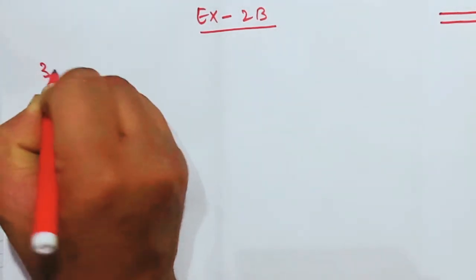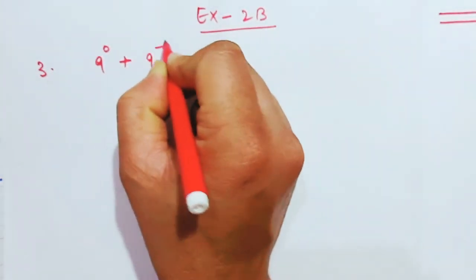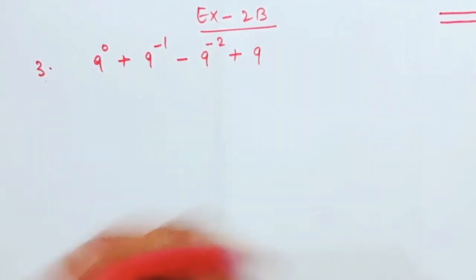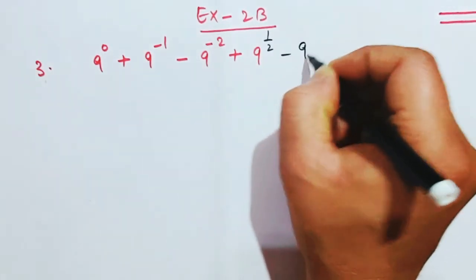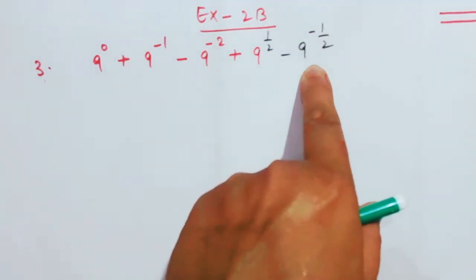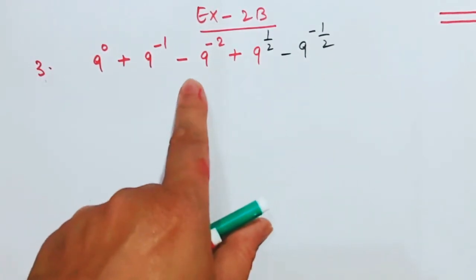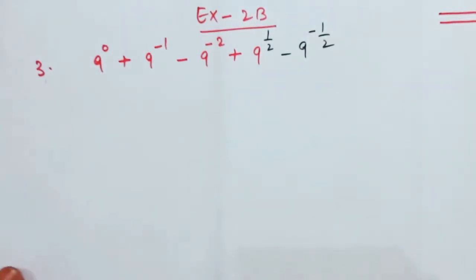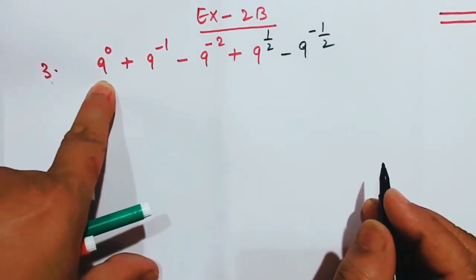Let's move to number 3, where we have 9 to the power 0 plus 9 to the power minus 1 minus 9 to the power minus 2 plus 9 to the power 1 by 2 minus 9 to the power minus 1 by 2. Okay, have a look here. As I said, since this is a negative exponent, I can convert this into positive. Similarly, I can convert each of them to positive by taking its reciprocal. This means we have to use 2 and 3 formulas over here.